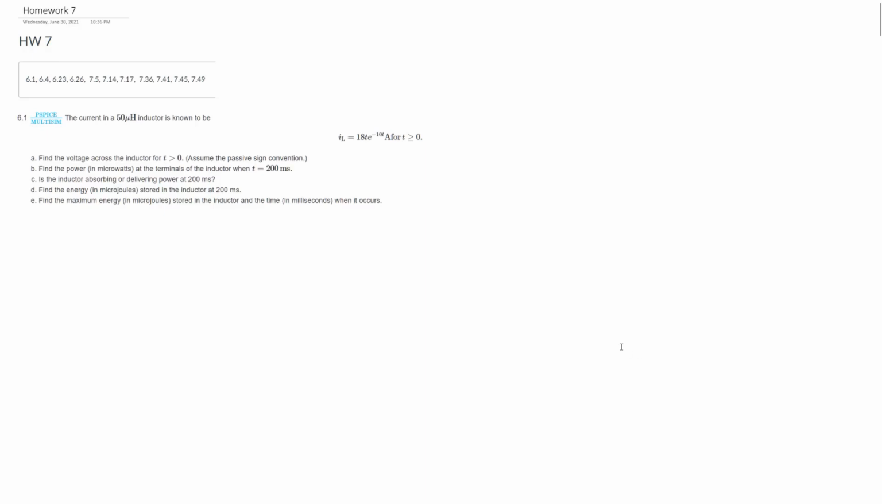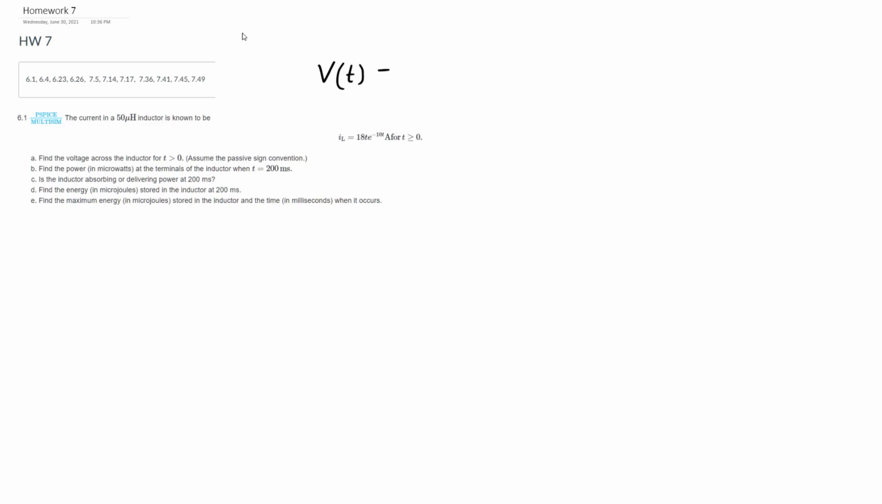Okay, so homework 7, we're going to start doing RL circuits and step responses for them. But first we got this pretty simple, basically it's a calculus problem. Now, given iL(t) for t greater than 0, we want to find the voltage across the inductor.